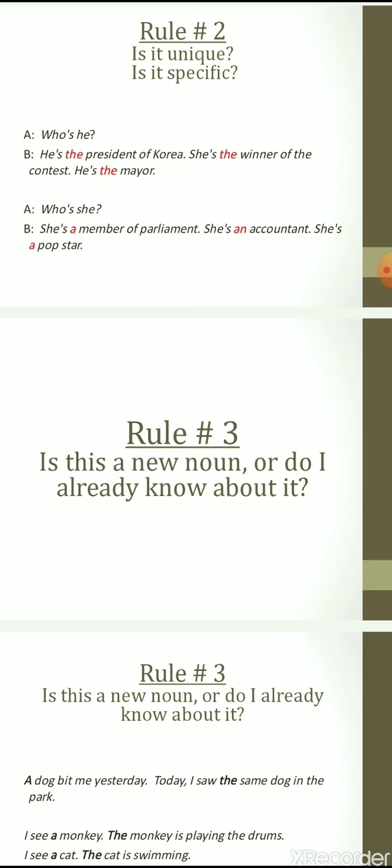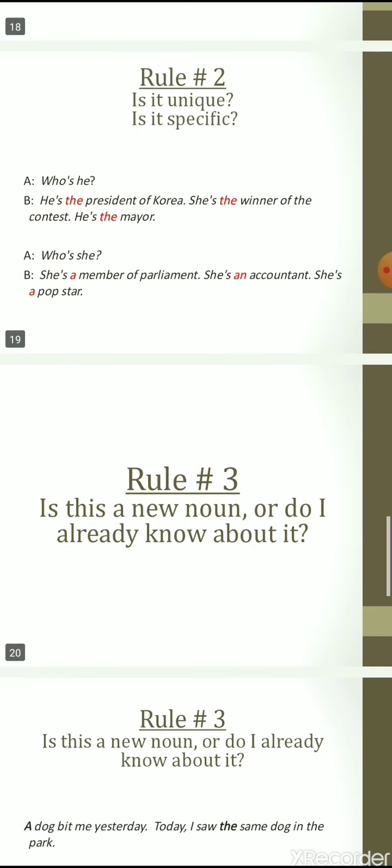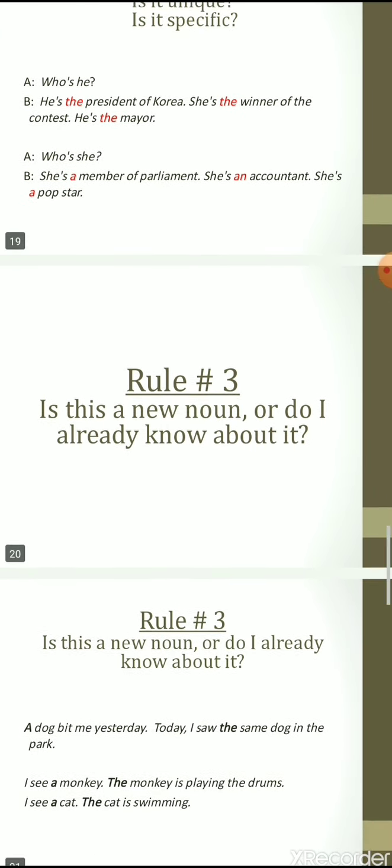Now what's the difference here? The president of Korea will be only one. The winner of the contest, the mayor of the city will be only one. But the member of parliament can be many. So here in this question it is meant that she is any one of the members of parliament. And she is any one of the accountants, and there are many pop stars and she is just one of them. So this is the difference between unique and specific and non-specific.